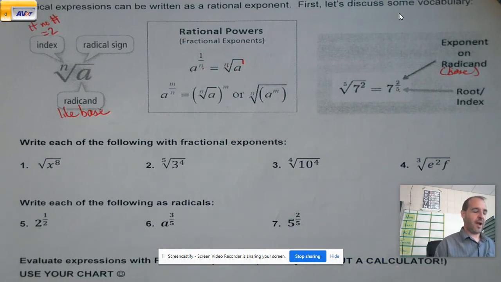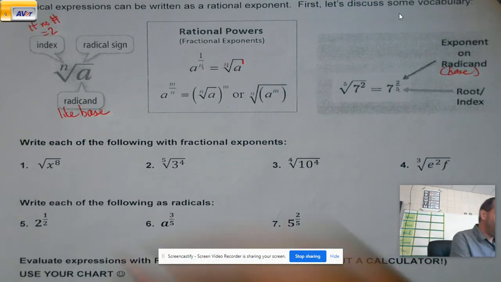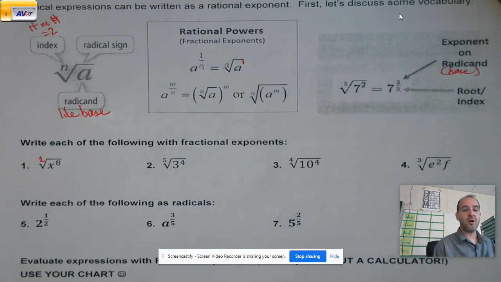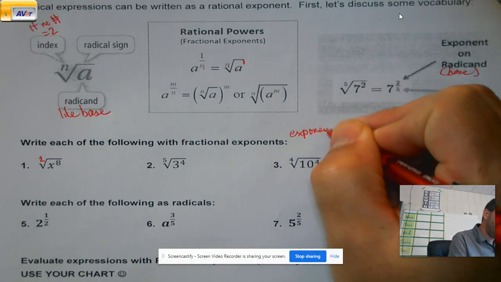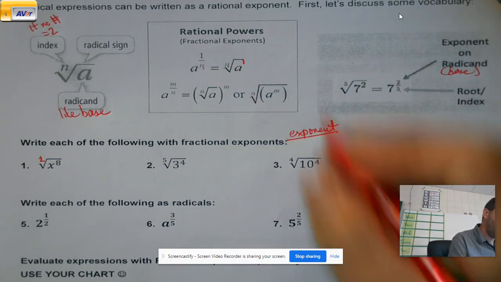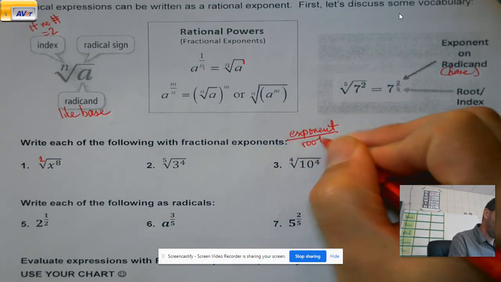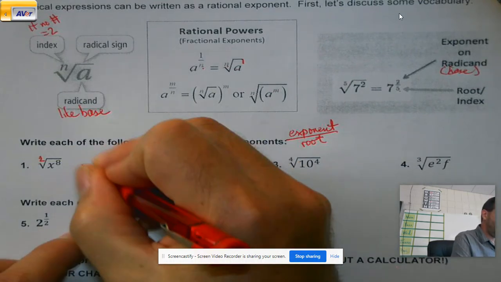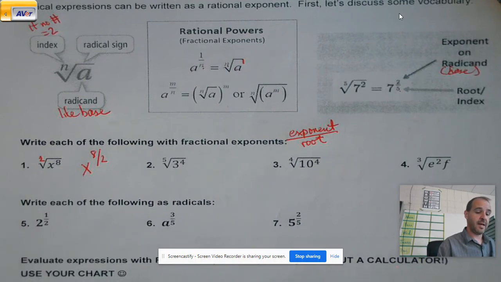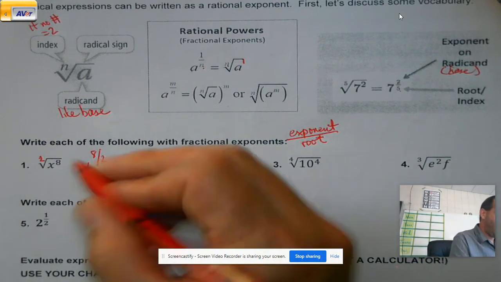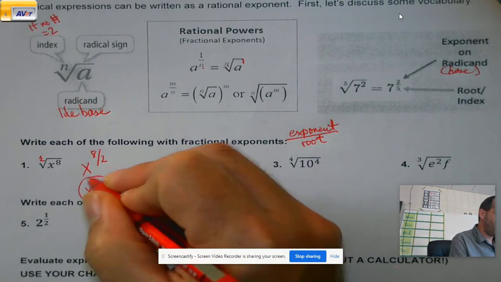So write each of the following with fractional exponents. If you don't see the little number in here, for the start at least, I would suggest writing it in. That's a 2. And when we go to write this, it's always going to be exponent over root. Exponent over root, or index at times. And then if we can simplify it, we do.